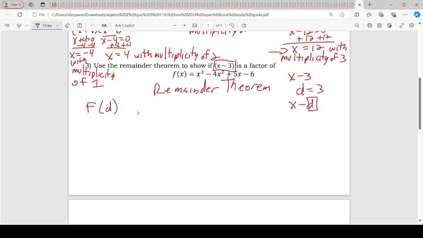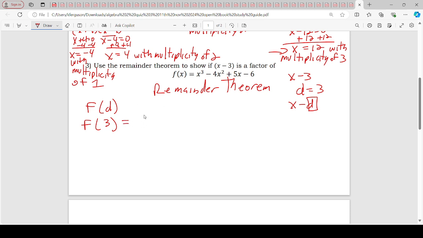Now, what the heck does that mean? That means that I plug whatever D is into the function that I have, or I plug this 3 into that equation. No, you need to do the remainder theorem. Now, you could do the synthetic division to check it if you wanted to, but the whole point of this problem is making sure you understand the remainder theorem.